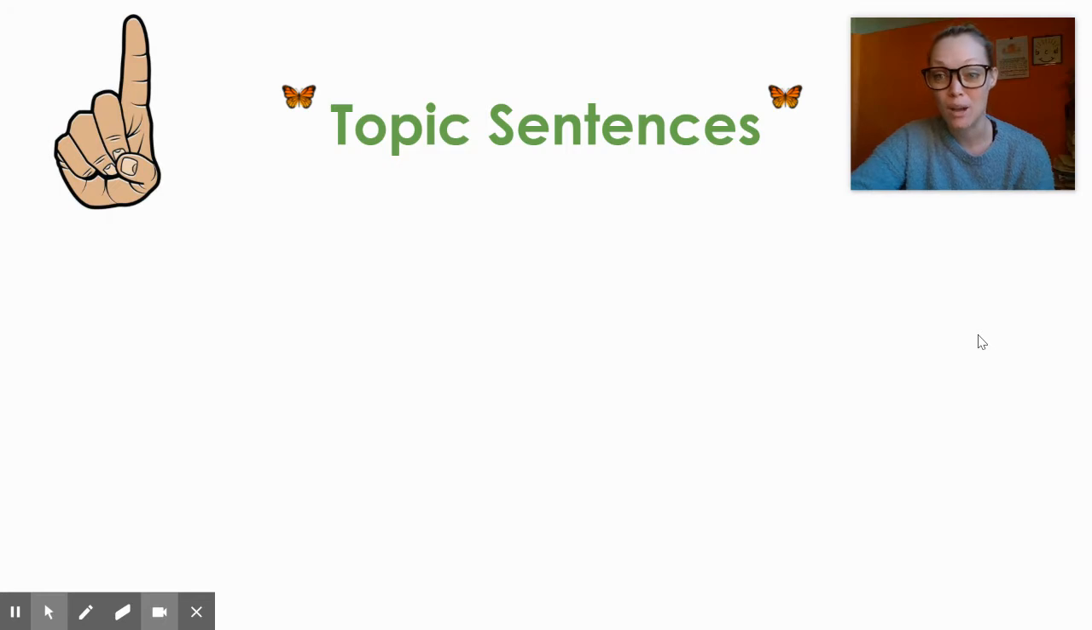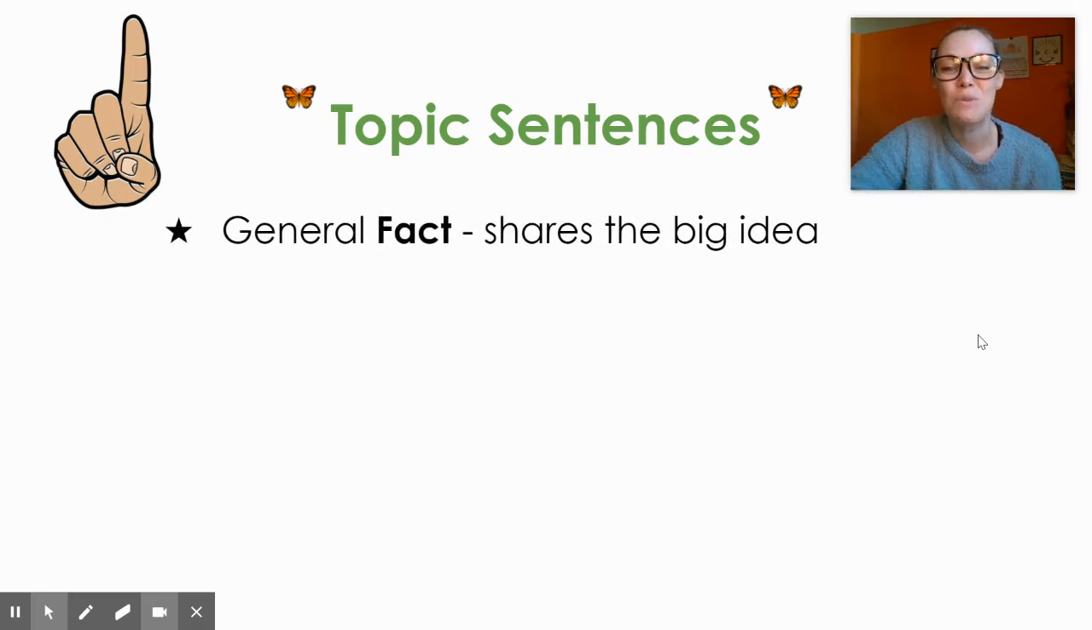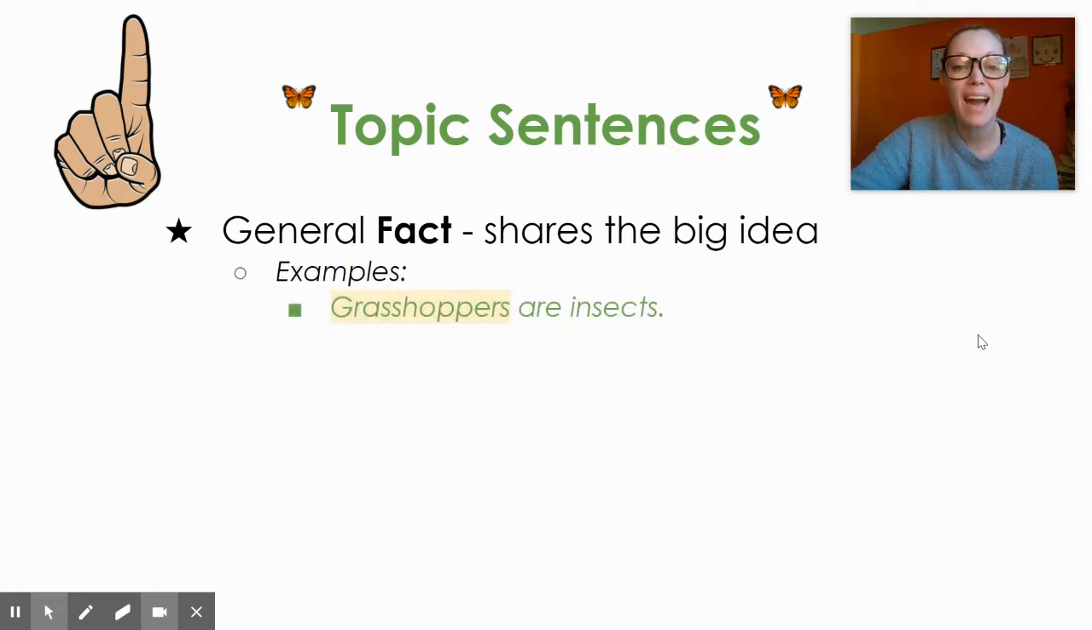Today, we're just going to talk about general fact. Say general fact. And remember, general fact shares the big idea about your topic. So here are some examples. I highlighted the topic in yellow. So my topic is grasshoppers. A big fact or a general fact about grasshoppers, one of the main things we should know about grasshoppers, is grasshoppers are insects. There's a general fact. Grasshoppers are insects. And remember, a fact is always true. It's not your opinion if you like grasshoppers, but grasshoppers are insects.